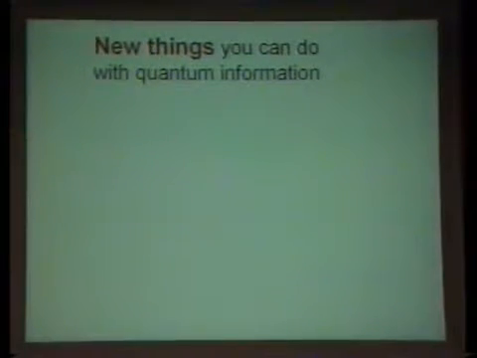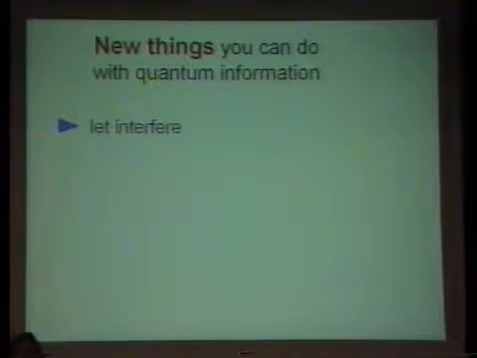Those were things that were somehow impossible in quantum mechanics that you would think possible in the classical case, but there's also the opposite. There are some things that you can do with quantum systems that classical systems don't allow you to do. One of these is letting things interfere.